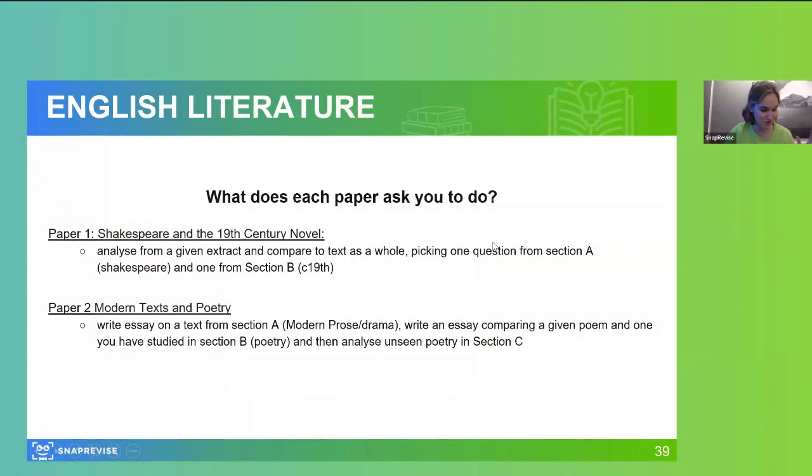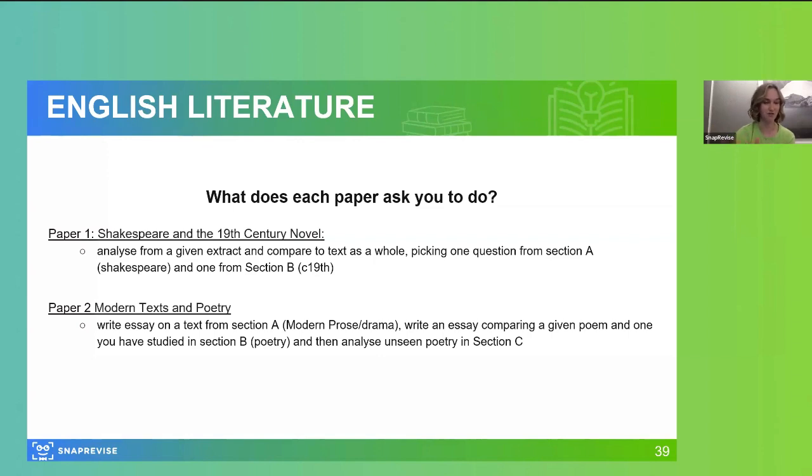As you might well be aware, we're now going to move on to English literature. So again, it's the same as with English language. You have two papers. Paper one is your Shakespeare and the 19th century novel paper. You have to analyze a given extract and compare it to the text as a whole, picking one question from section A, which is your Shakespeare, and then one question from section B, which is your 19th century novel.